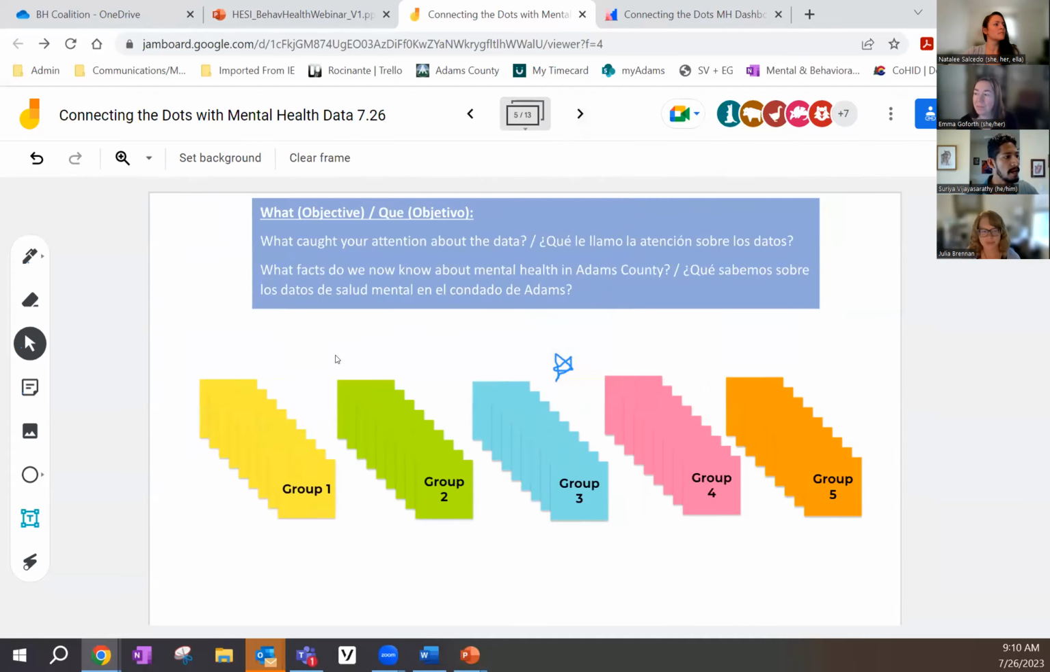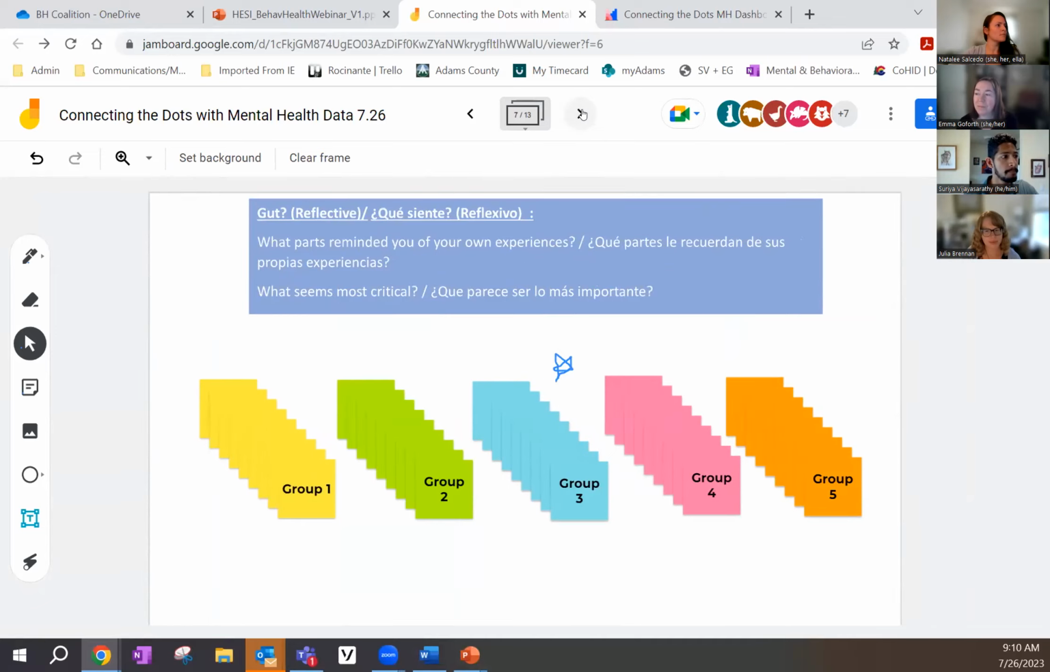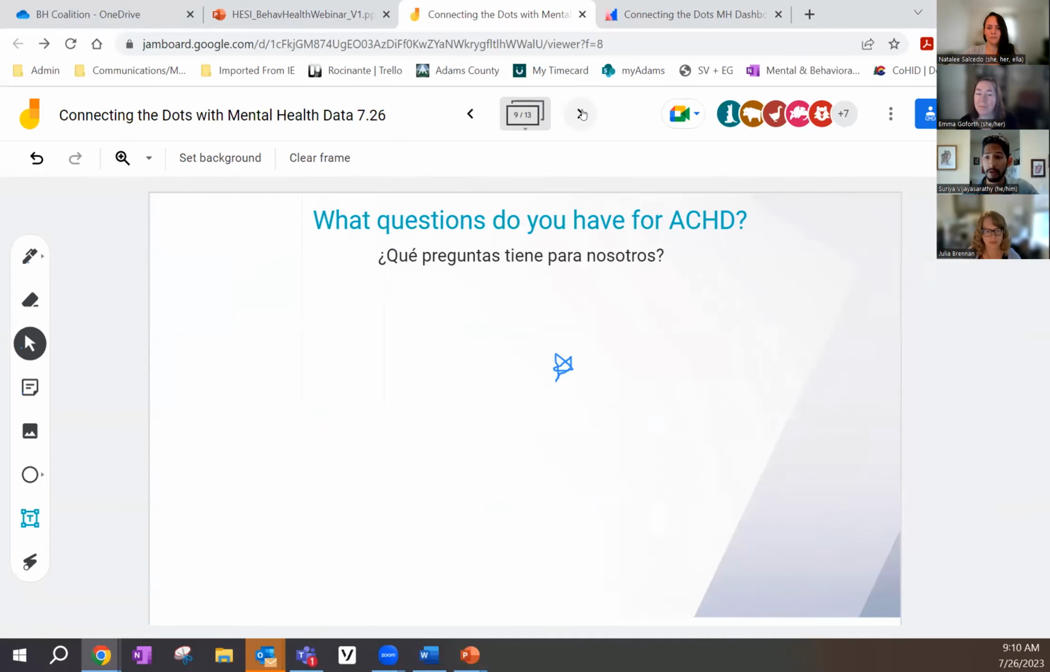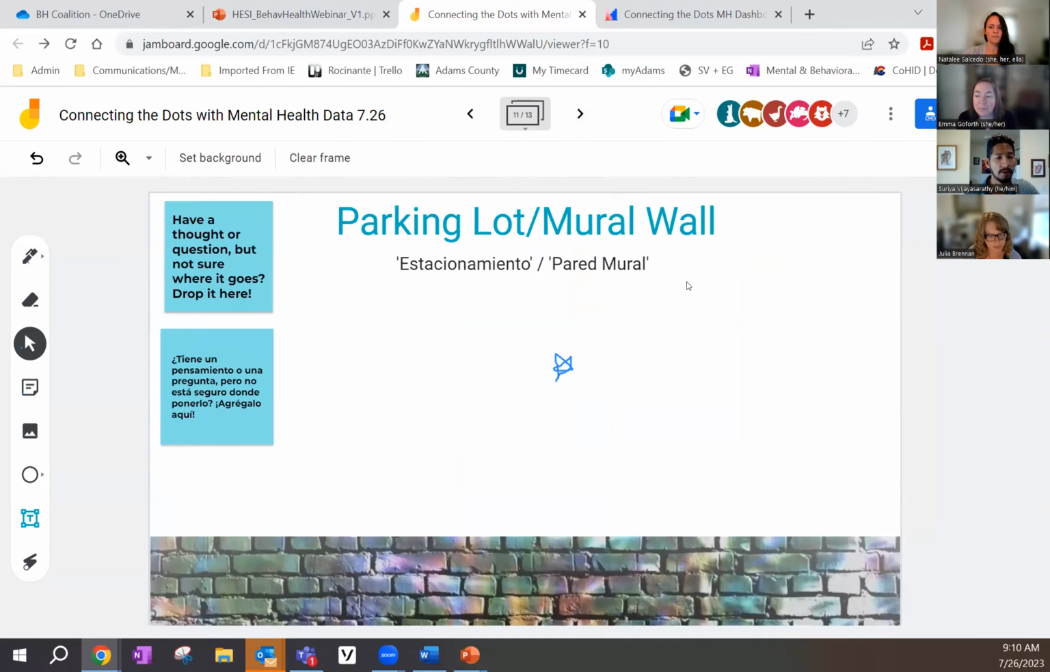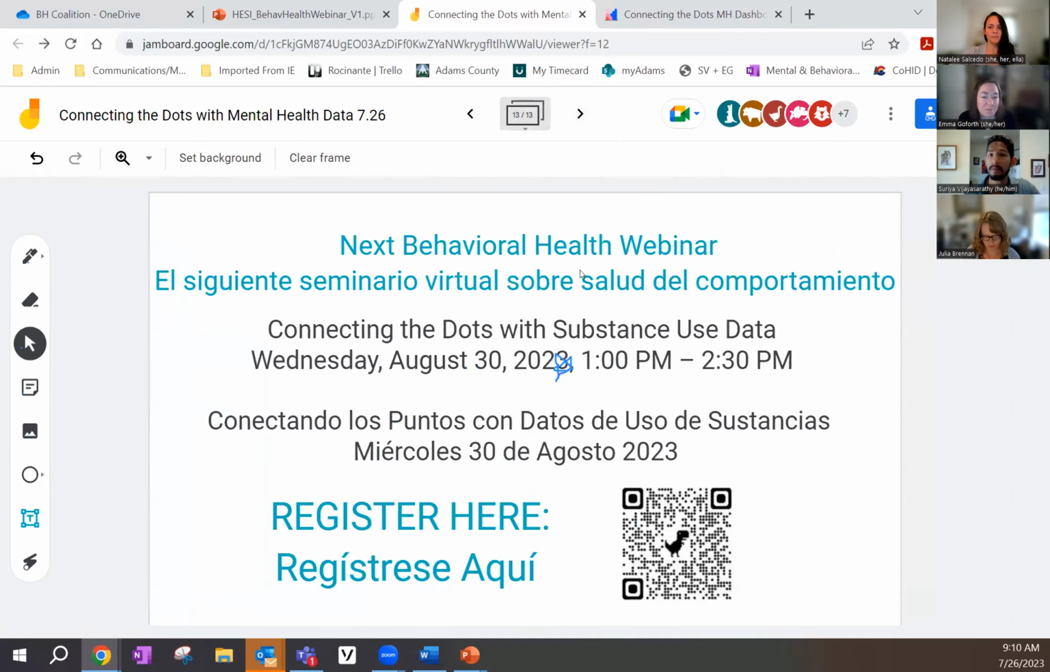All right. And then as we keep moving along, slides 5, 6, 7, and 8 are going to be used for our small breakout rooms. We'll come back to these, so don't worry about them quite yet. Slide 9 is for any questions you might have for us. Slide 10 is feedback in terms of content or facilitation. This is kind of our parking lot for any questions that you might have that maybe don't fit anywhere else. You can stick them over here. And then there's just information about our next webinar. We'll talk a little bit more about that towards the end as well, so that you have that information.